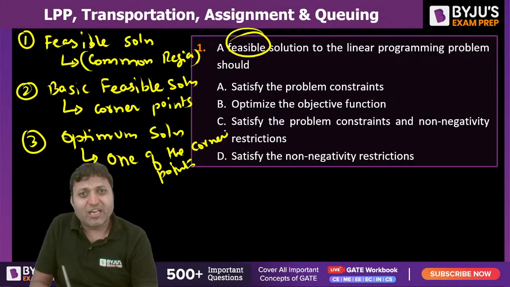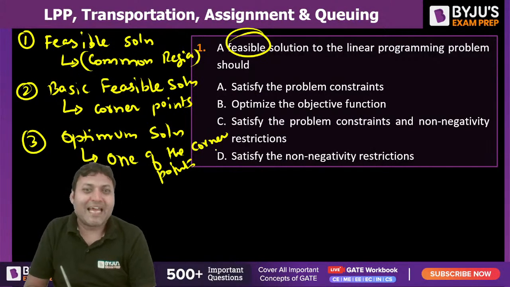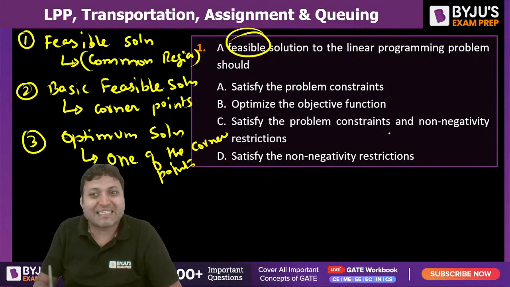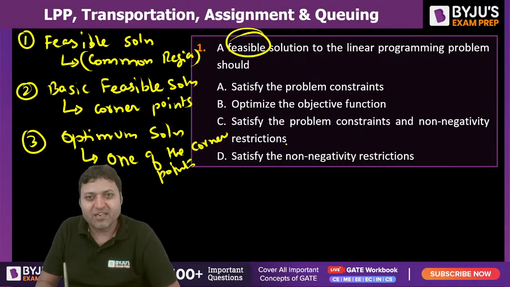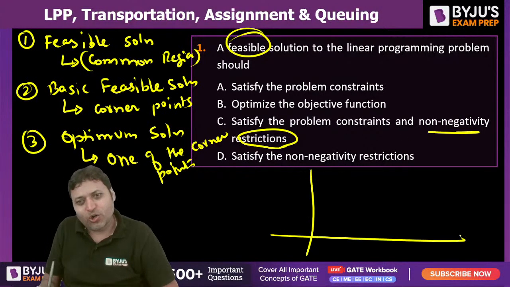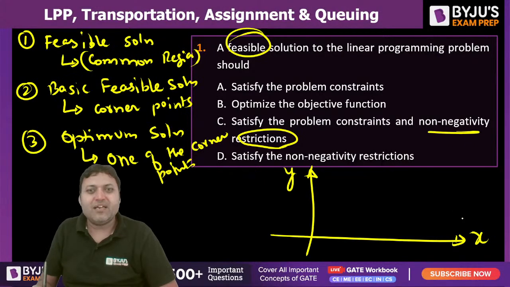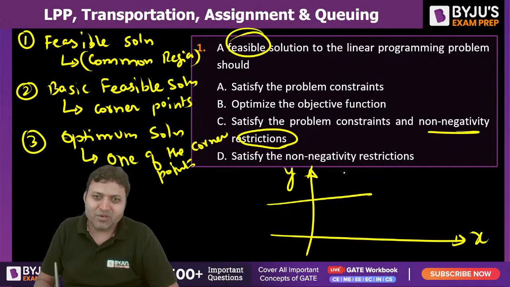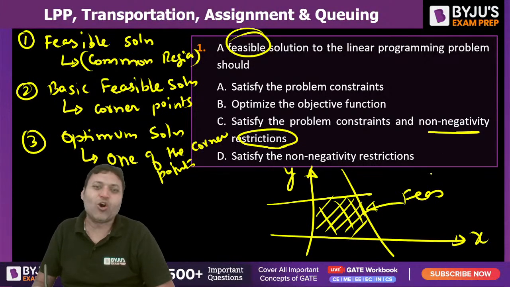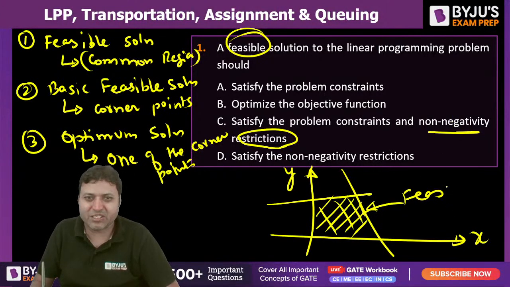So the question is only about the feasible solution. The feasible solution is the one which satisfies all the problem constraints and the non-negative restrictions as well. The non-negative restriction is also a constraint. You must be knowing, X and Y should be positive. So if we draw all the restrictions, the common region of all the constraints along with the non-negative restriction is called the feasible solution.